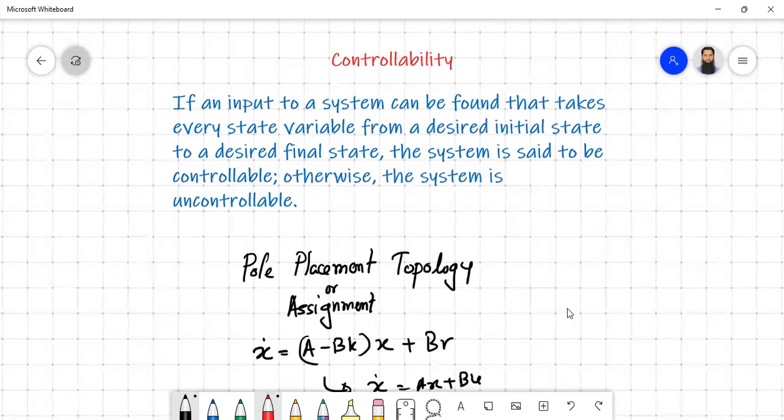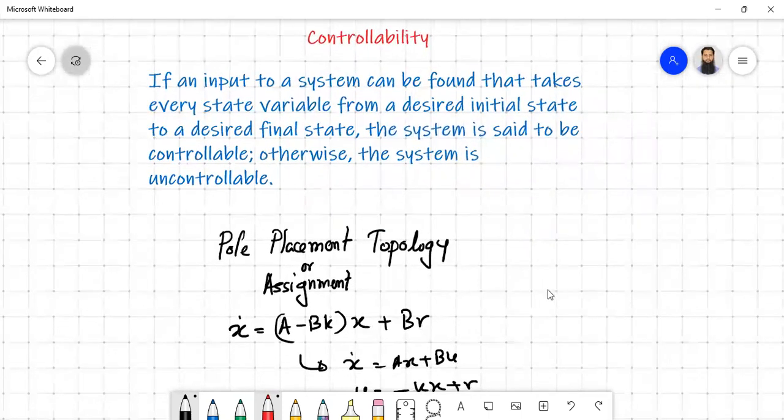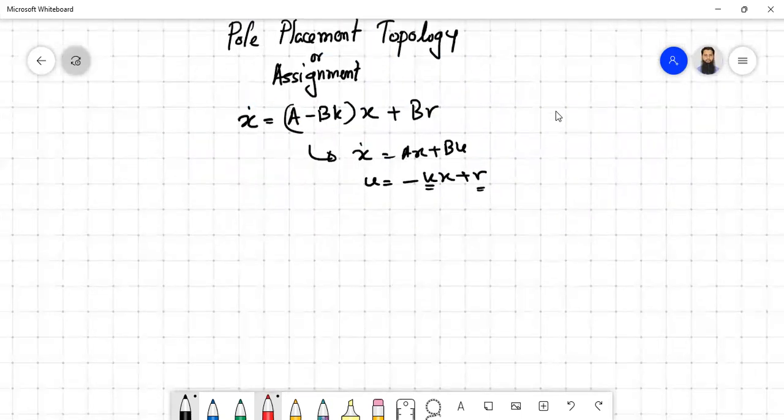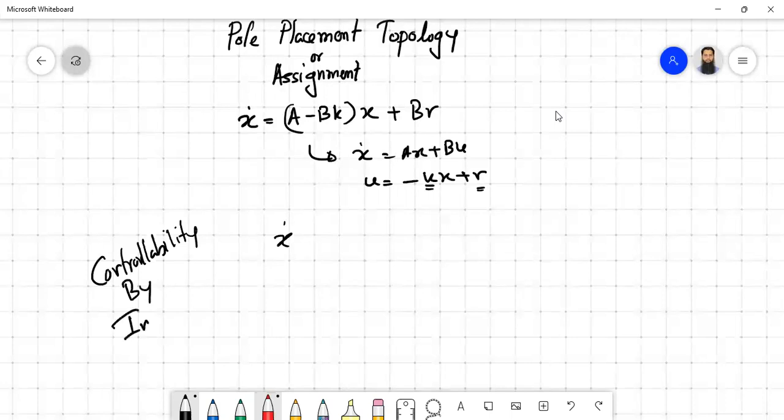And how is it possible? If each and every state variable is accessible by our input. In that case, we can say that our system is controllable and the pole placement technique can be applied to the system. This is also part of the first way to find out controllability, which is controllability by inspection.